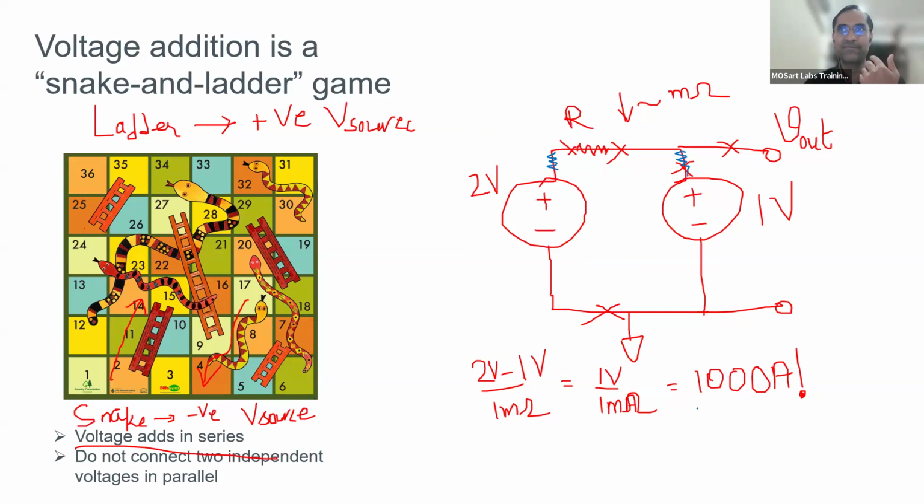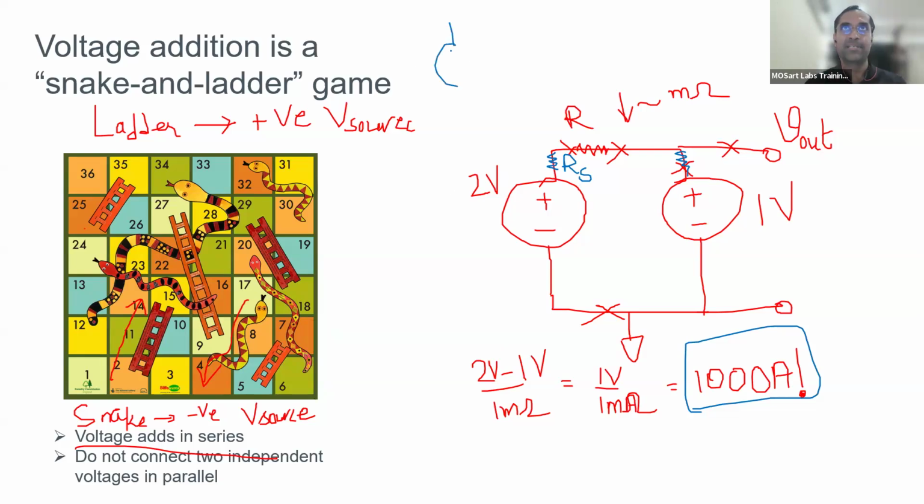So for example, now we mathematically calculate that this is 1000 amperes, right? Can the 2-volt source meter really give 1000 amperes? No, impractical. No instrument can source 1000 amperes here. That is because practically every element will have a series resistance, RS.